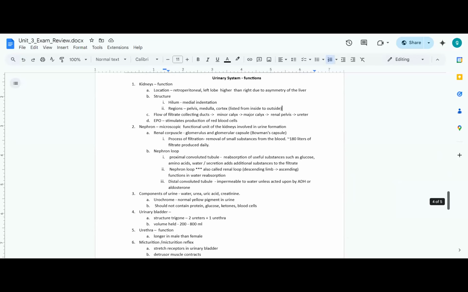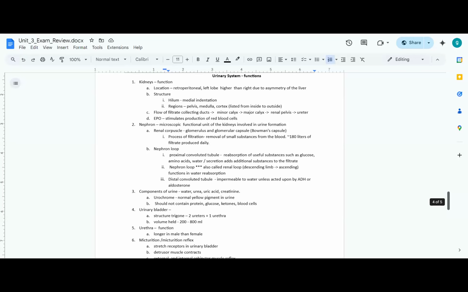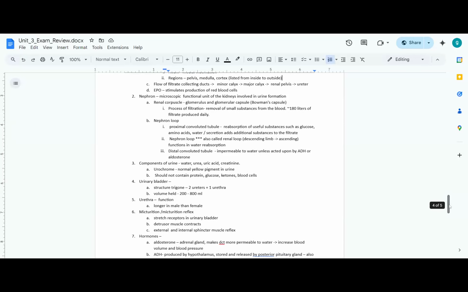Nephrons, these are the microscopic functional units of the kidneys. Some of this was in the Blackboard learning module. We reviewed it in today's lecture. The renal corpuscle is the glomerulus and glomerular capsule. I don't know if you ever studied anatomy previously, the term that was used was Bowman's capsule. Now we got a lot of glomerular words going on. It does the process of filtration, removing small substances. You generate about 180 liters of filtrate a day.